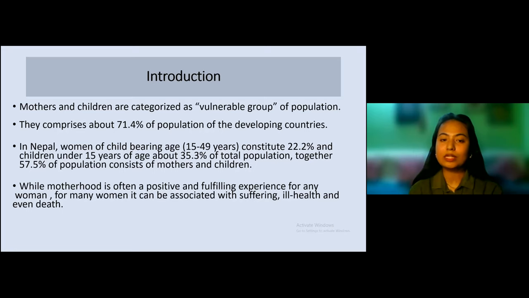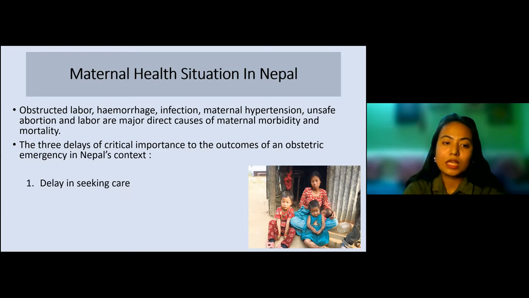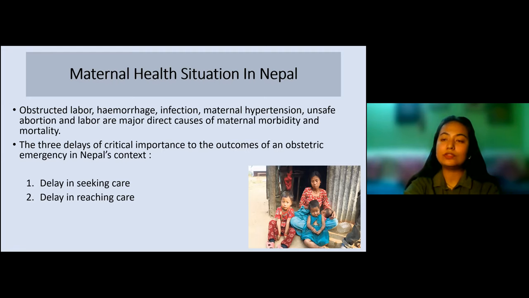While motherhood is often taken as a positive and fulfilling experience by women, for many women it can be associated with suffering and even death. Now talking about the situation here in Nepal, the main direct causes of maternal morbidity and mortality are obstructed labor, hemorrhage, infections, and maternal hypertension. The three delays of critical importance to the outcomes of obstetric emergencies in Nepal's context are delay in seeking care, delay in reaching care, and delay in receiving care.